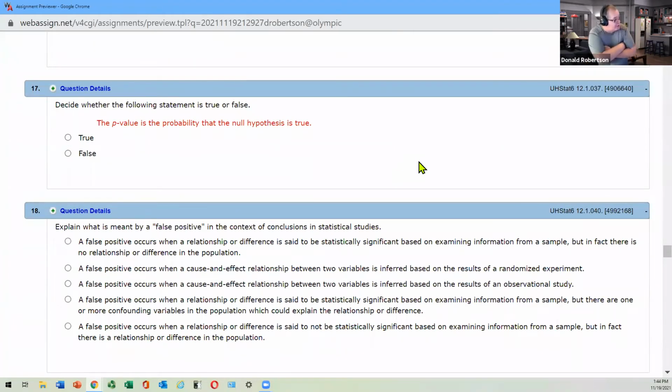Right, the p-value is the probability that the null hypothesis is true. Is that the p-value? No. Isn't the p-value the probability that you get the sample you got if the null hypothesis is true? That might sound like I'm being a lawyer, but that's what it really is.